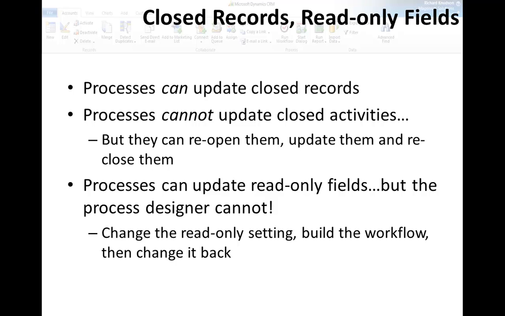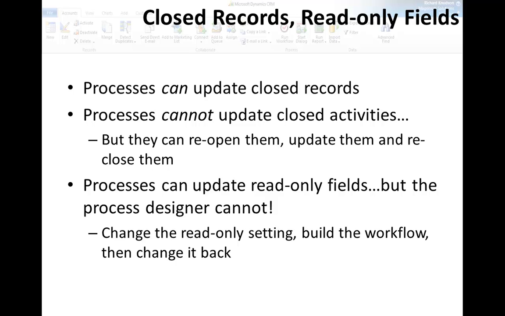Okay, a couple of things about this. These are related topics, and the way you handle these is pretty similar. I'm just going to do one example for time purposes. What can processes do with closed records? Well, for record types like accounts, contacts, opportunities, cases, processes can update them directly. So even though they're read-only in the user interface, a process doesn't care about that. So if you need to make changes to a closed opportunity or a closed case, workflows can do that.